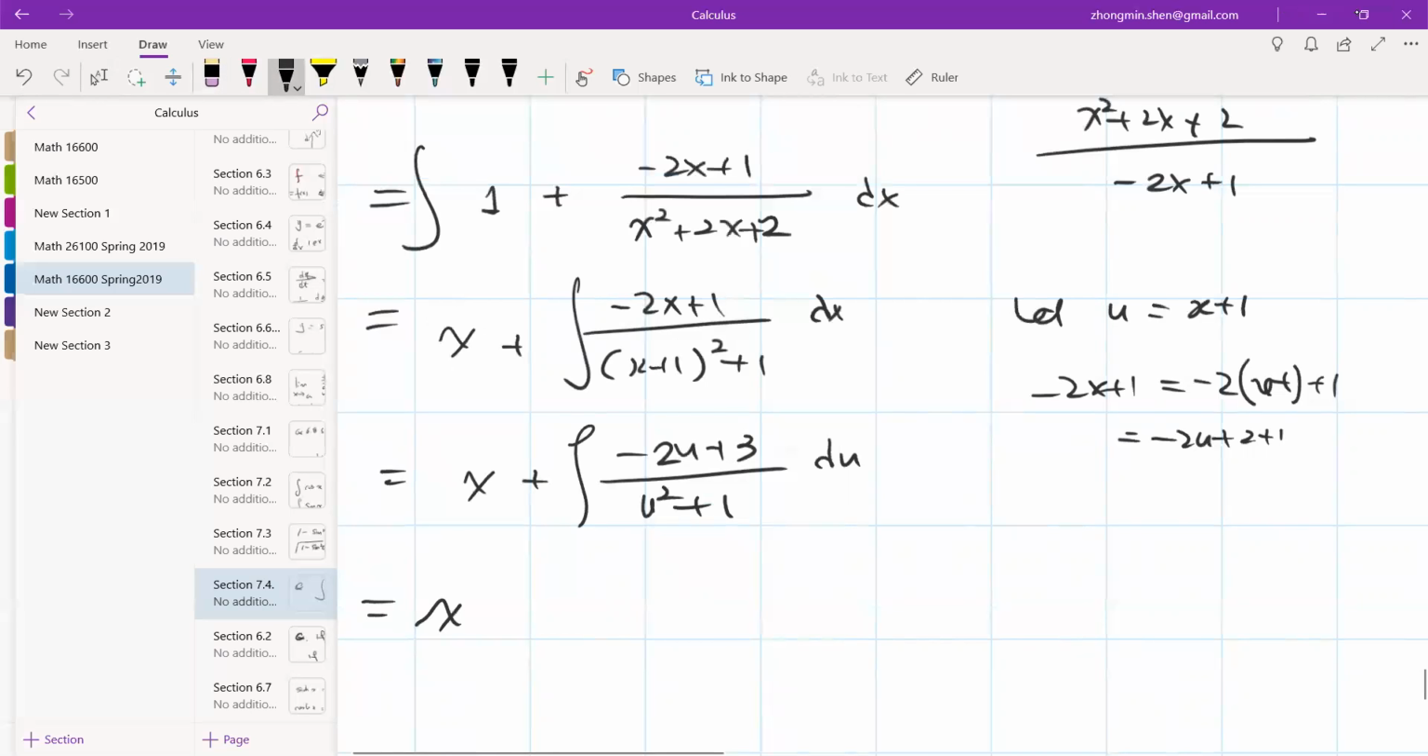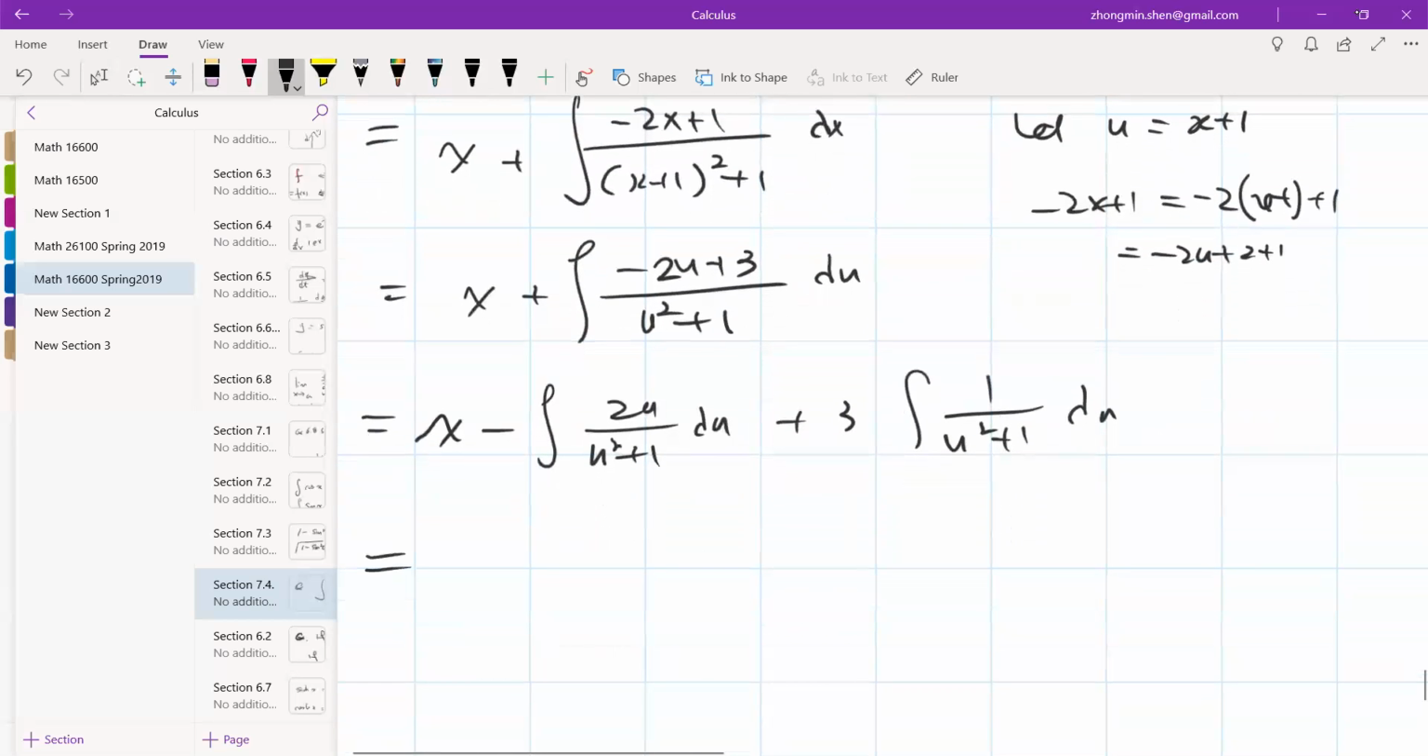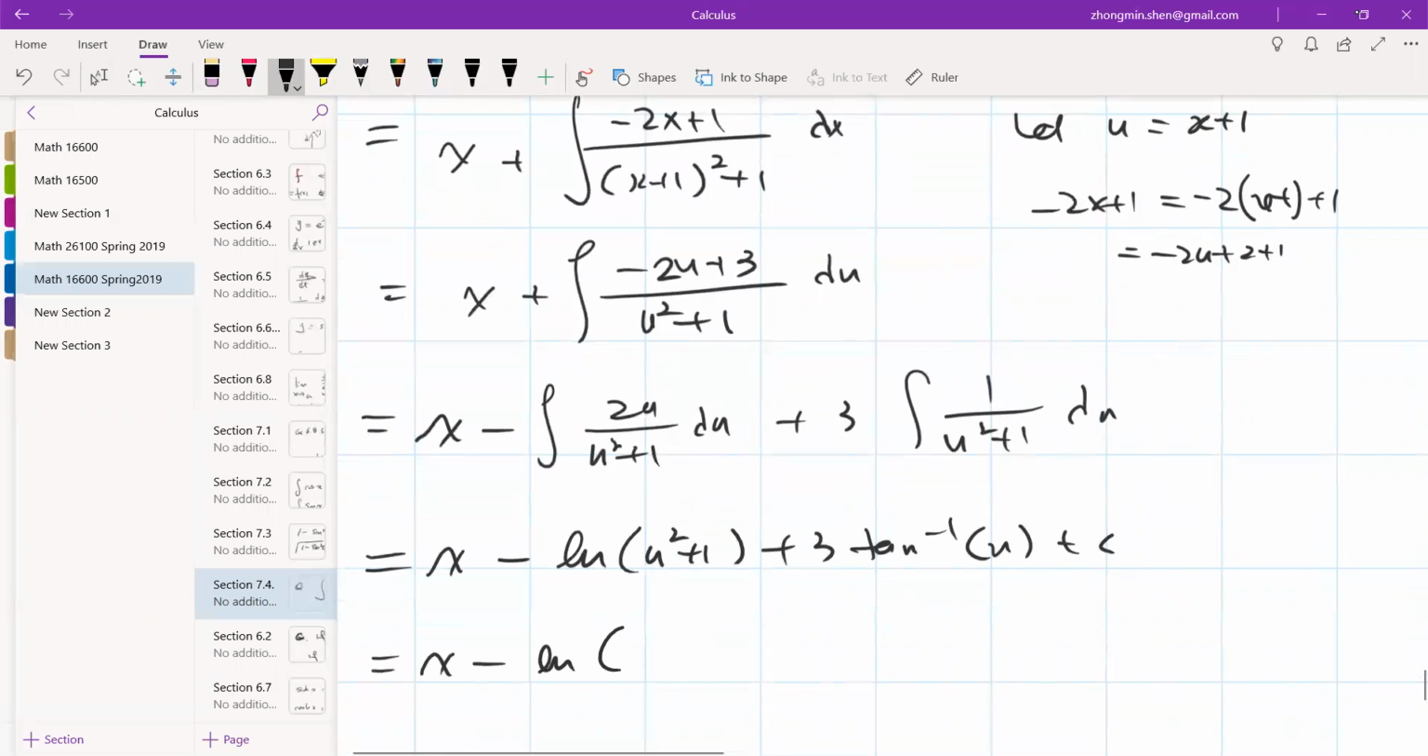Then I get negative 2u over u squared plus 1 du and plus 3 integral of 1 over u squared plus 1. To save time, I just write down the answer here. X minus natural log of u squared plus 1. And here 3 arctangent, yeah, arctangent. Okay, then you replace u by x plus 1. Right, so that's the answer.